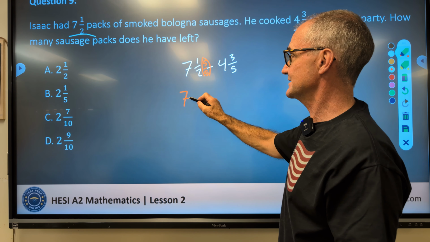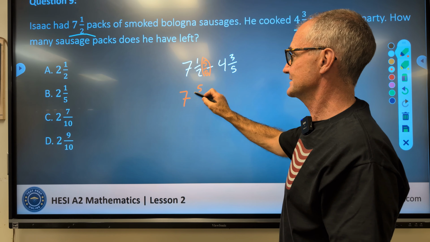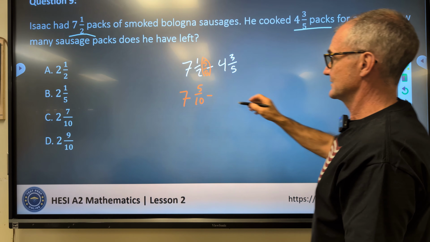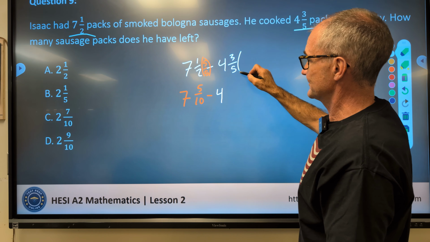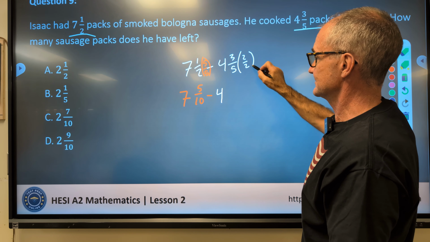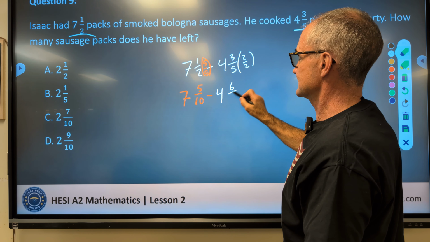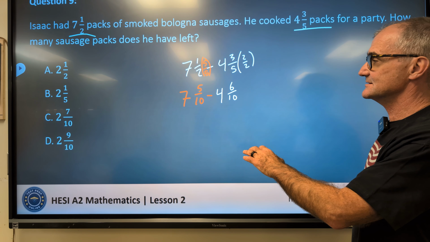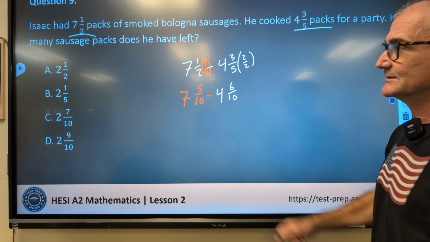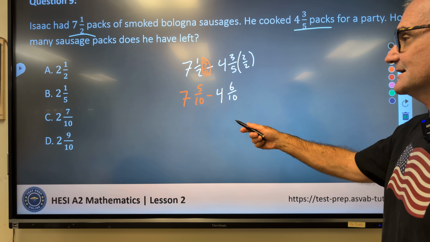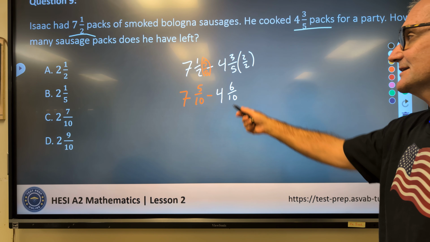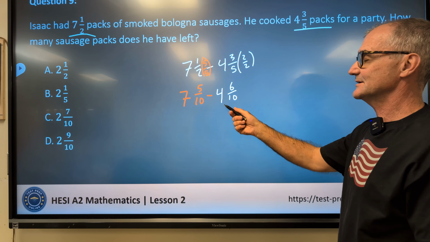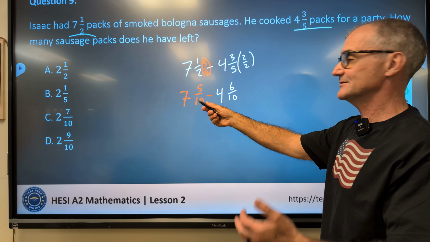So I have 7 5/10 minus 4, and I got to multiply this by 2 over 2, 6/10. I could turn them back into improper fractions there. Let me glance at my answers. I can see they are in tenths. I think I'm on the right track here. I think I will turn them into improper fractions and then back. I'll do it both ways.